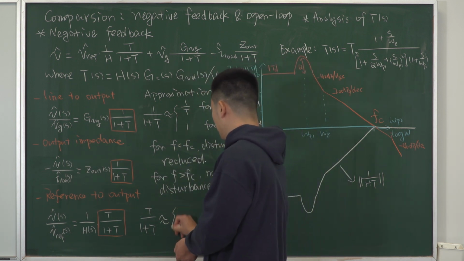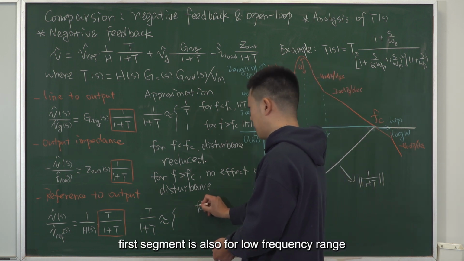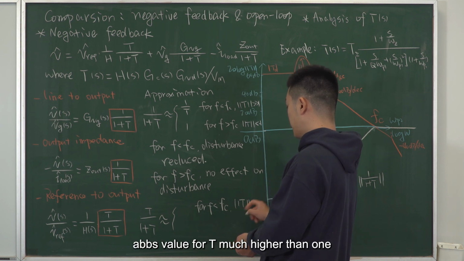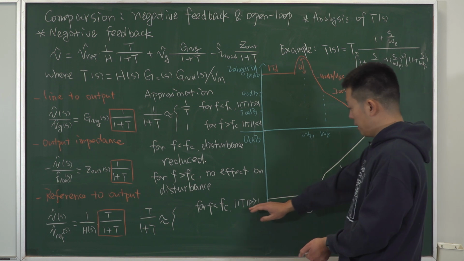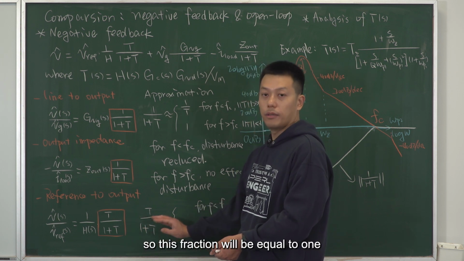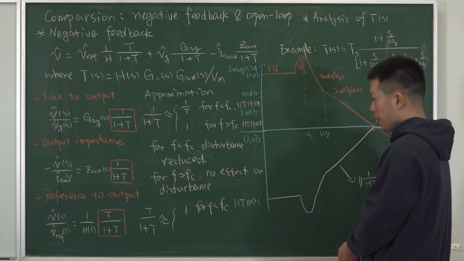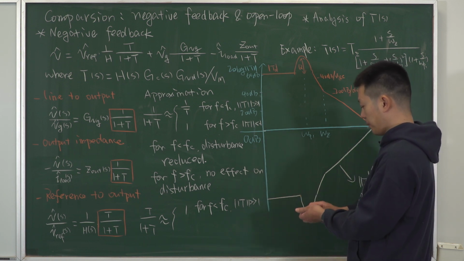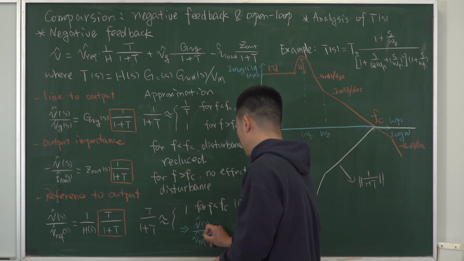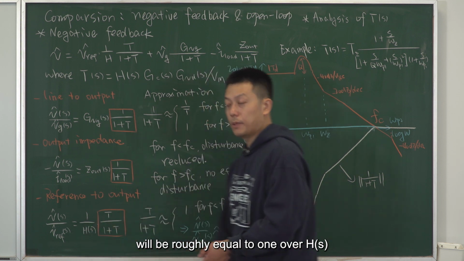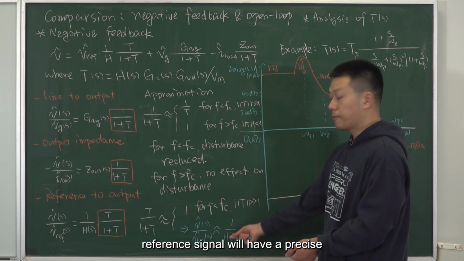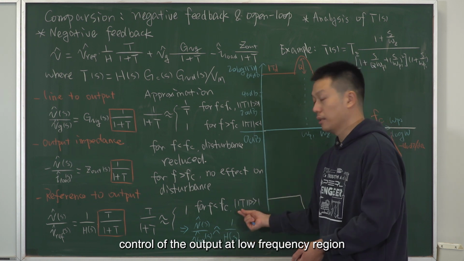Similarly, we also consider them in two segments. The first segment is for the low frequency range, frequency lower than Fc. Then we will have the absolute value of T much higher than 1. If T is much higher than 1, then 1 plus T will be approximately equal to T, so this fraction will be equal to 1. So that means V output over Vref will be roughly equal to 1 over Hs. So this means that the reference signal will have a precise control of the output in the low frequency region.